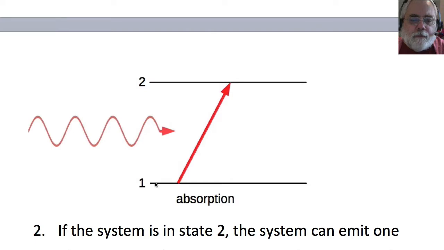So if we're in state 1, this red line slanting to the upper right reflects time. Time is left to right on this diagram. We're in energy level 1. A photon of the right frequency happens to be present in our surroundings. We absorb it, so there is no photon to the right in future time. We absorb it, and we increase our energy from level 1 to level 2. That's absorption.